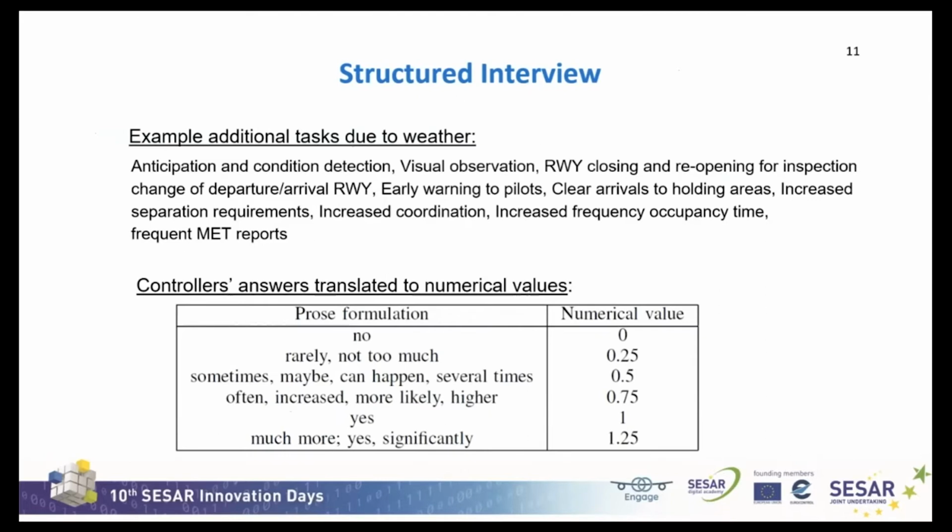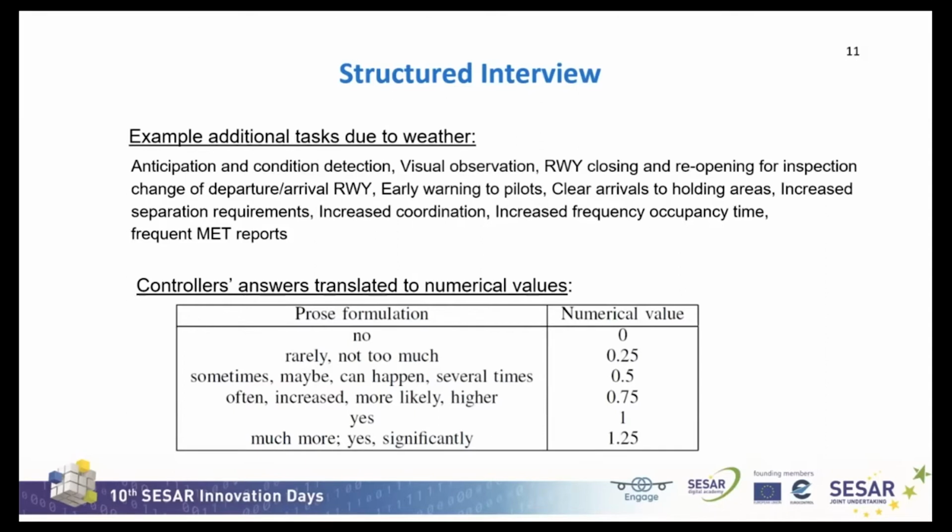Examples of the additional tasks due to different weather conditions are listed here. They include anticipation, condition detection, visual observation, runway closing and opening, early warnings to pilots, arrivals clearing to holding areas, increased frequency, occupancy time, and frequent meteo update reports.